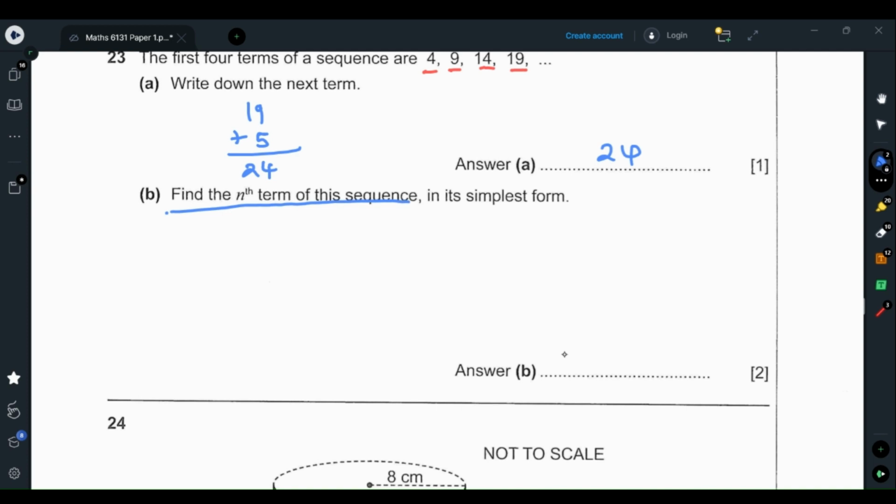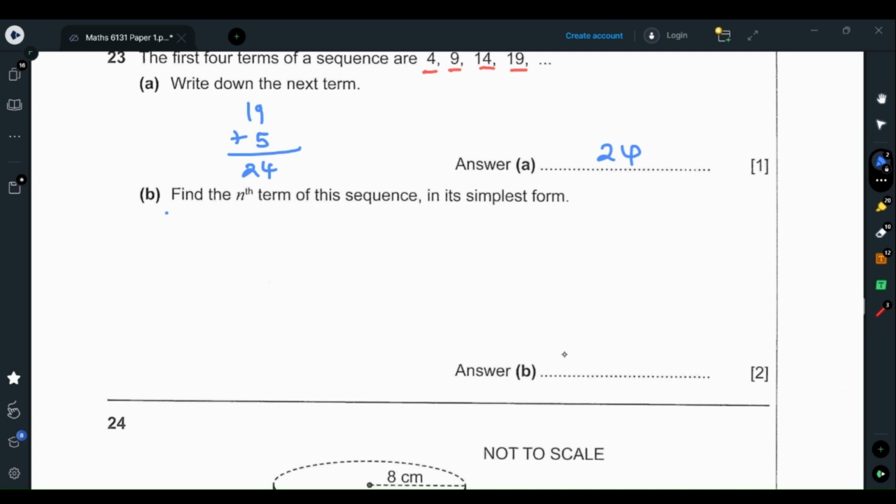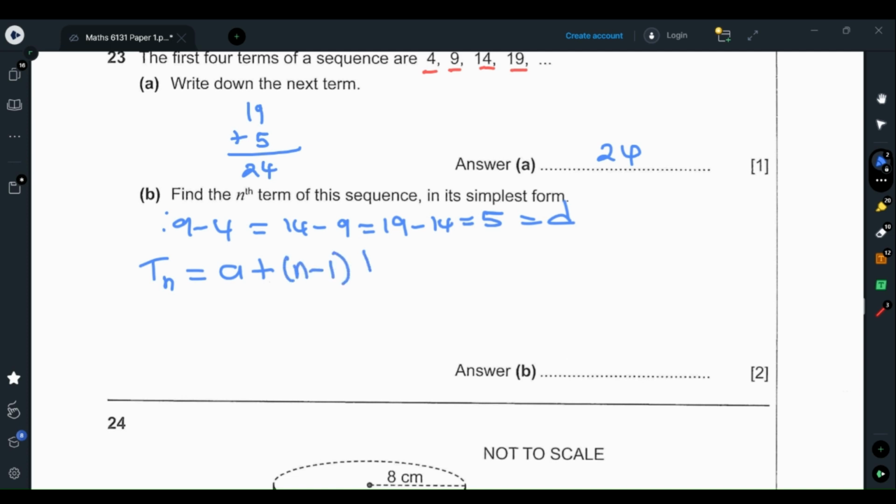B. Find the nth term of this sequence in its simplest form. From what we have observed, we have a common difference. That is 9 minus 4 is equal to 14 minus 9, which is equal to 19 minus 14. All these differences are 5. So this is a common difference. So to get the nth term, Tn is equal to a plus, since it's an arithmetic progression, n minus 1 multiplied by the common difference.